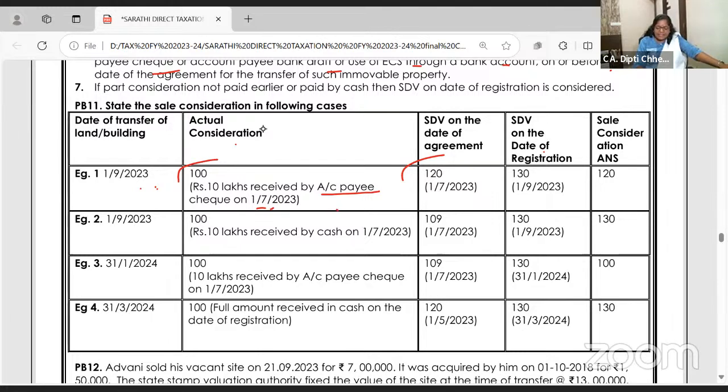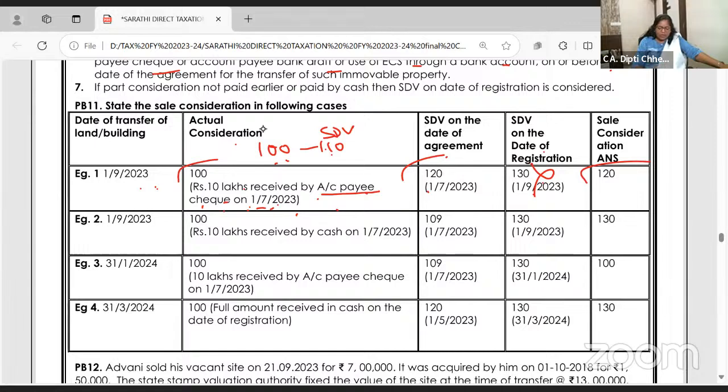So actual sale consideration is 100. Stamp duty is 120, whichever is higher. And actual sale consideration is 100. So up to 110, even if stamp duty is higher, take actual sale consideration. But beyond that, yes. And ignore the stamp duty value on registration, because part of the amount, the token money, is received by account payee cheque on the date of agreement, in fact before the date of agreement.